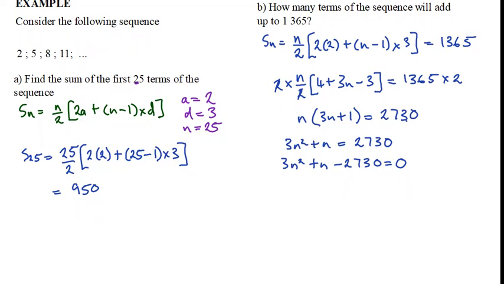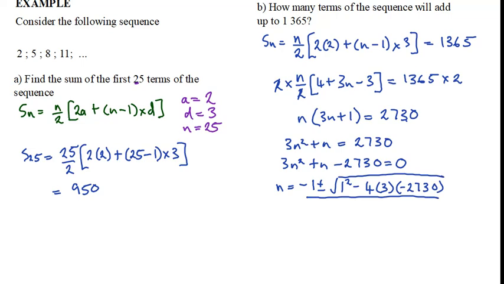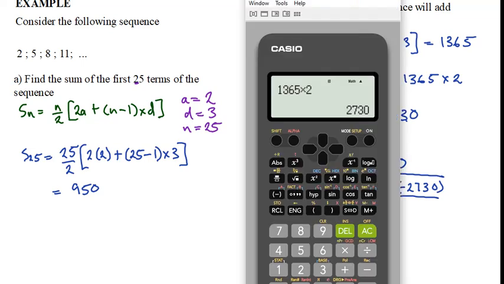Okay, so you can just rewind this video a little bit and see that formula if you've forgotten it. So n becomes negative, the coefficient there is negative 1 plus or minus the square root of b, which is 1, so that's 1 squared minus 4 times a, which is 3, c is negative 2730. Okay, all of this over 2a, so 2 times 3. We're going to do that on the calculator as before.